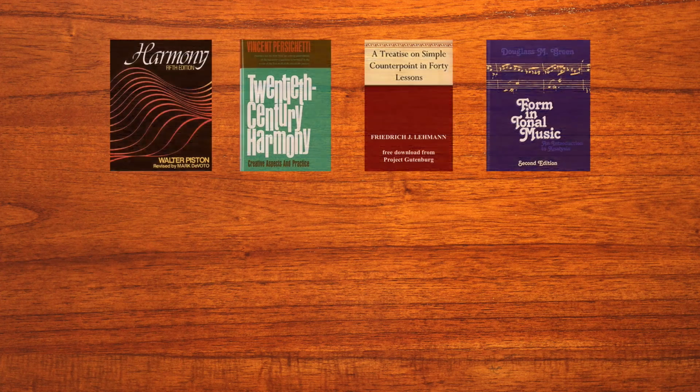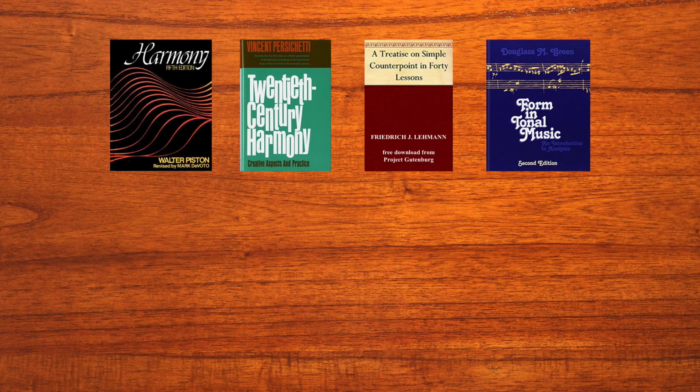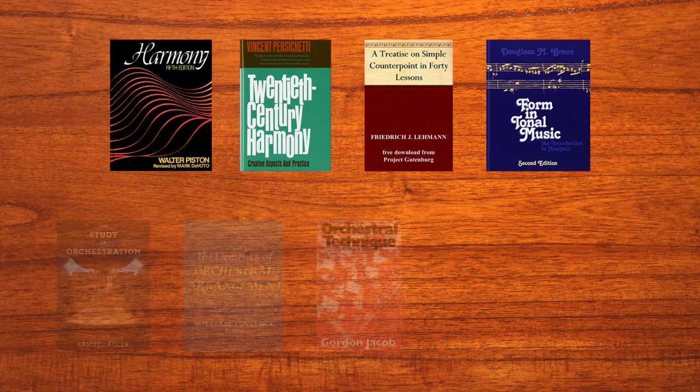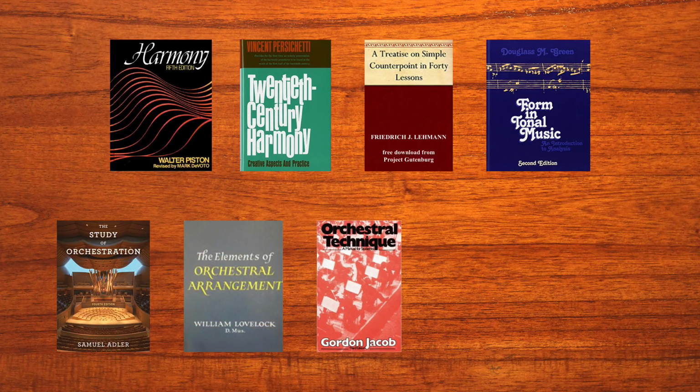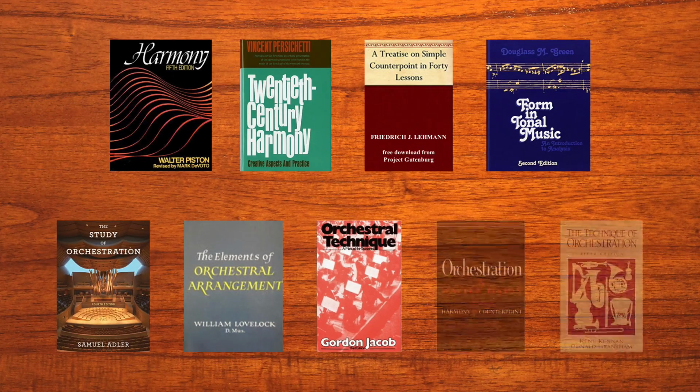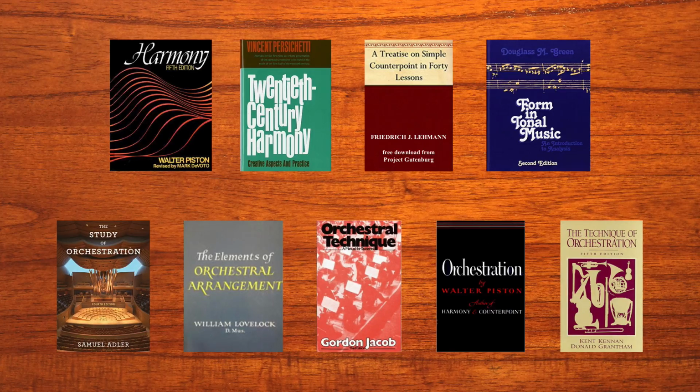There are any number of resources available to the composer about the structure of music. You can study harmony, counterpoint, and form in courses and from texts, and even apps now. There are also many texts on orchestration, some of which have a generous portion of actual scoring advice. I've reviewed several of these: Adler's Study of Orchestration, as I mentioned before, not to mention Lovelock's Elements of Orchestral Arrangement, and Gordon Jacobs' Orchestral Technique. Piston and Kennan also devote over 100 pages each of general advice on orchestral scoring.